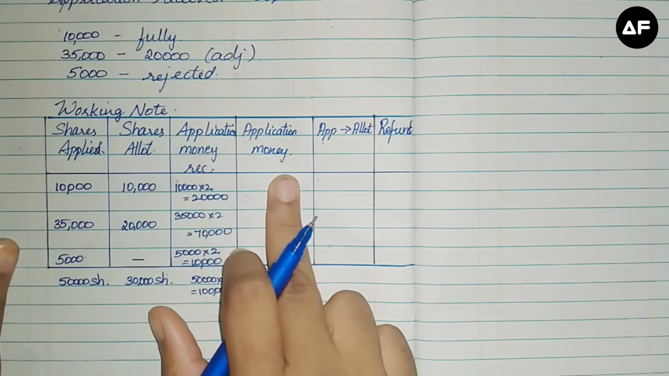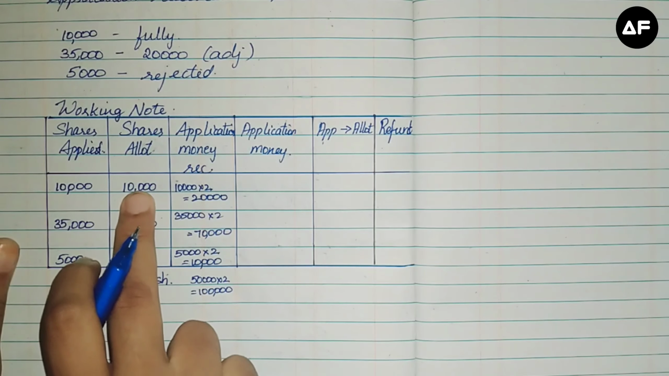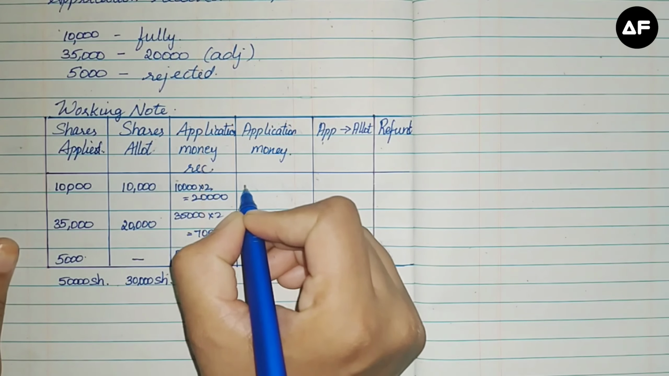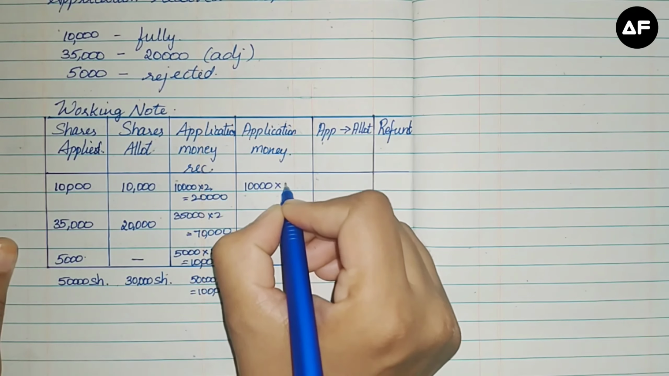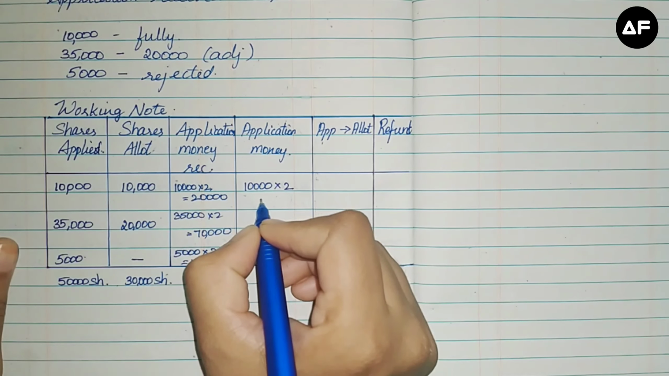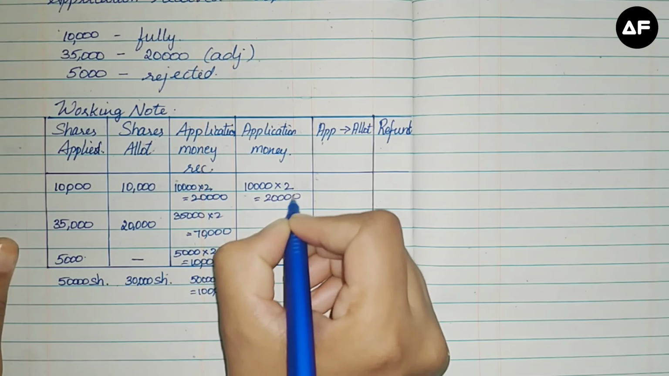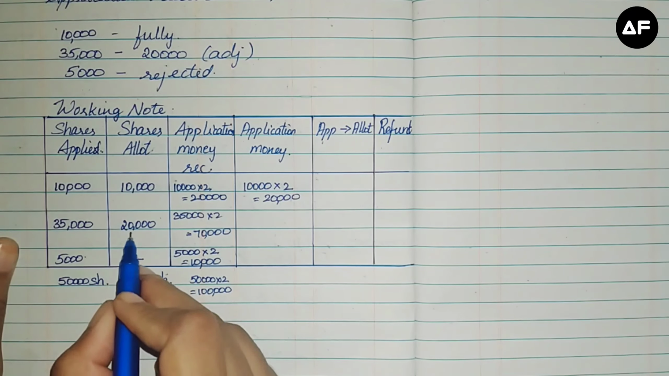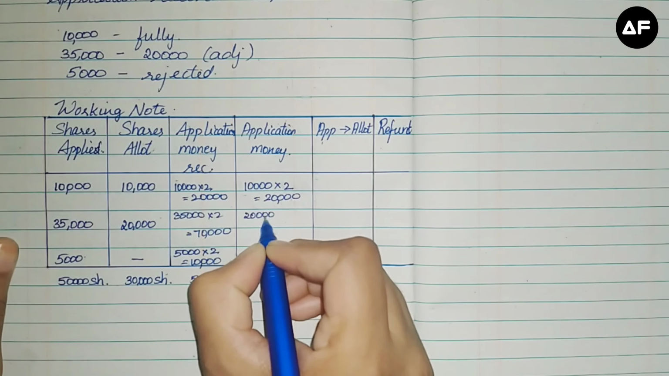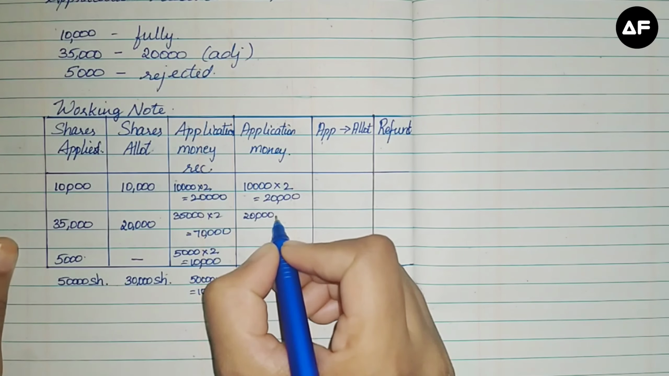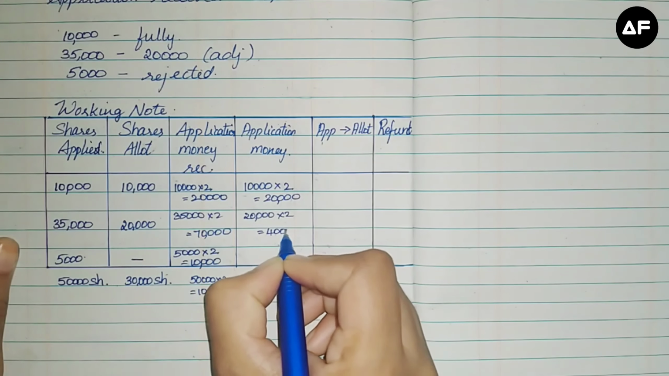For that you must go and take the actual shares allotted column. So this column will play the role. 10,000 shares were fully subscribed by the public, into 2. This is the actual application money which must be received. So the same 20,000 comes here. Next, this 20,000 shares which must be actually allotted, into 2, so I will get 40,000 here.